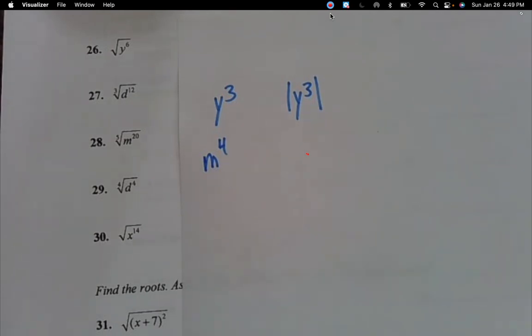And I think you can handle 30 as well. I think, but go ahead and work all those out, even the ones that I did. Okay, now let's go to the bottom part.